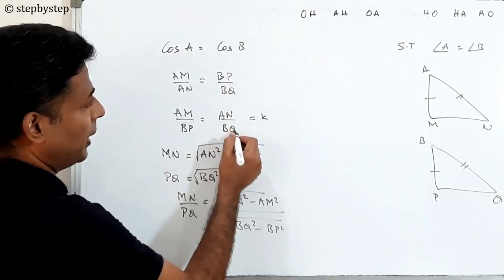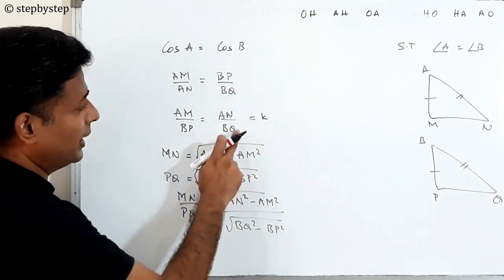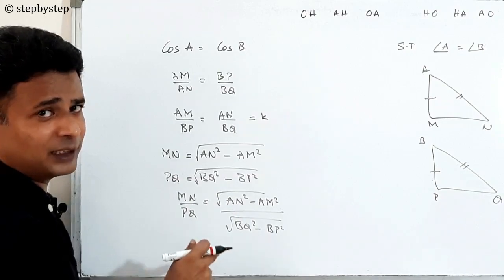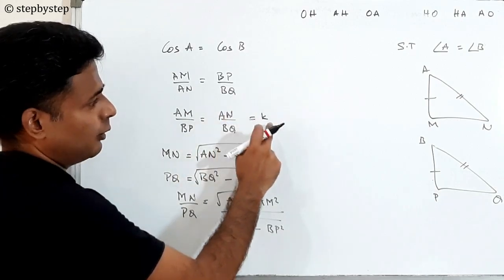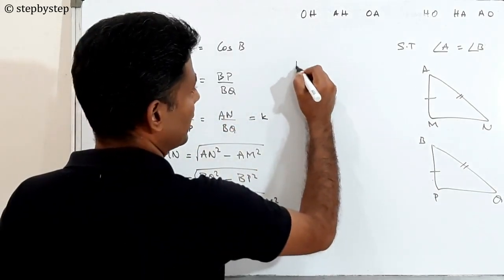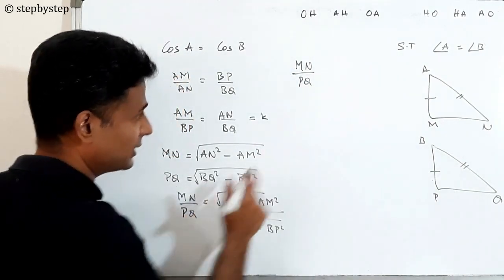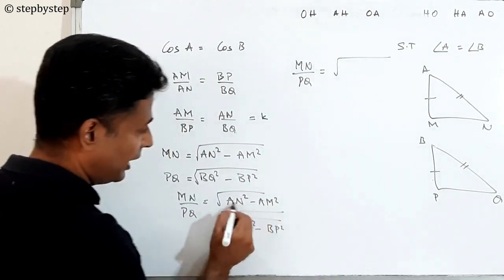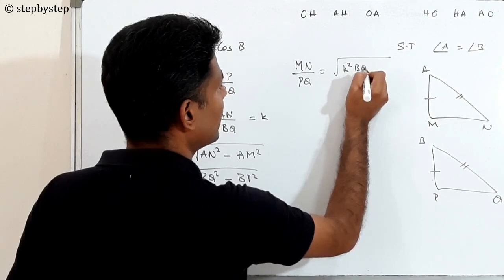We have AN by BQ equal to K, which means AN is equal to what? K into BQ. When I transpose this BQ to this side, it becomes multiplication. So AN is K into BQ. So AN square will be K square into BQ square. So what happens? MN by PQ, here this by this equal to. Now instead of AN square, I'll write it as K square into BQ square.